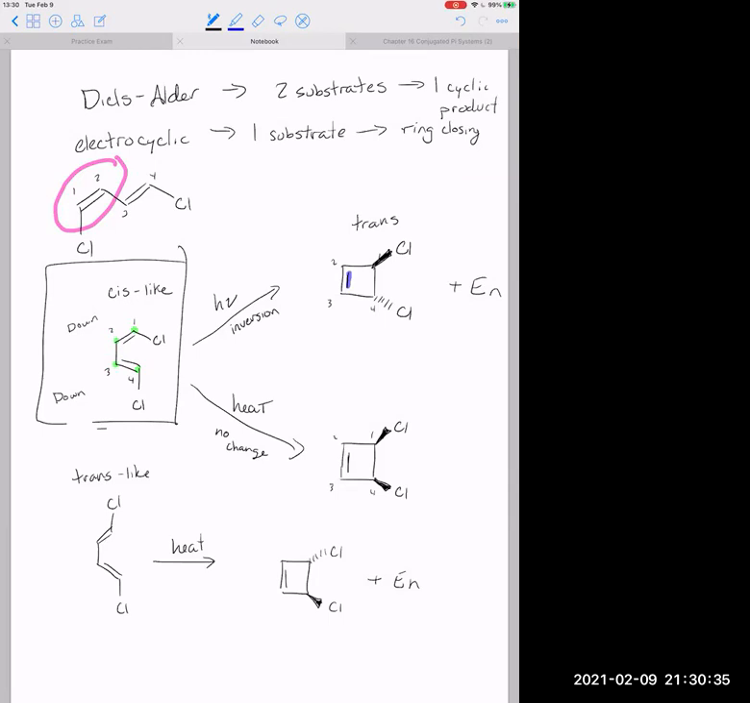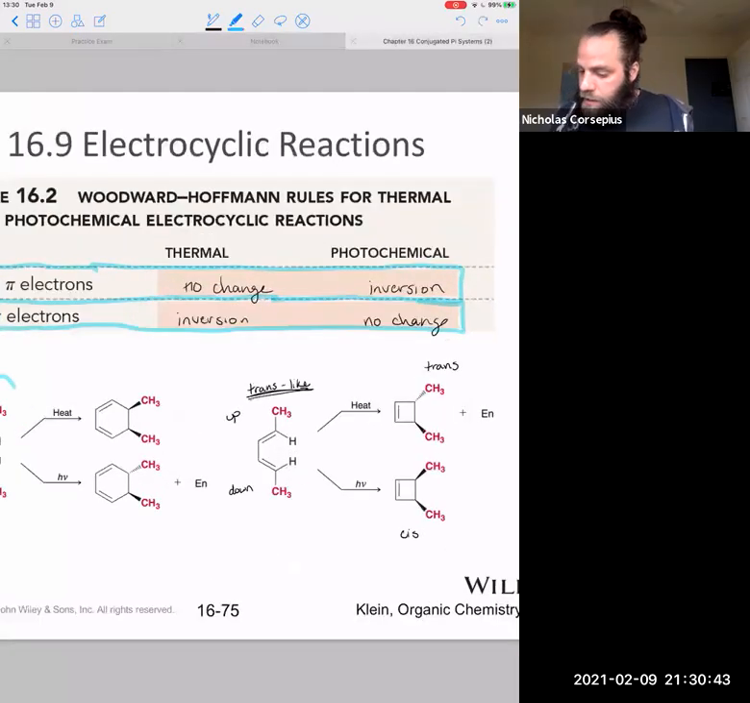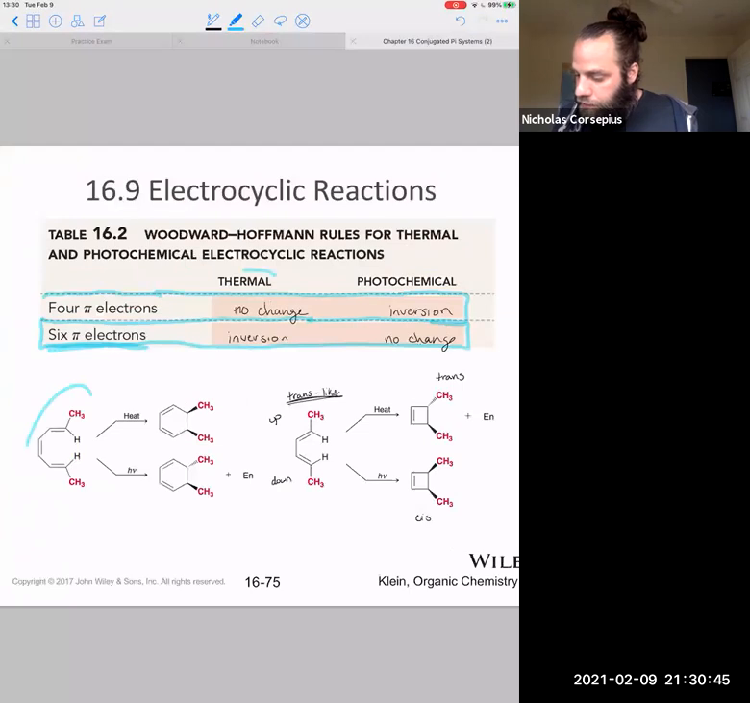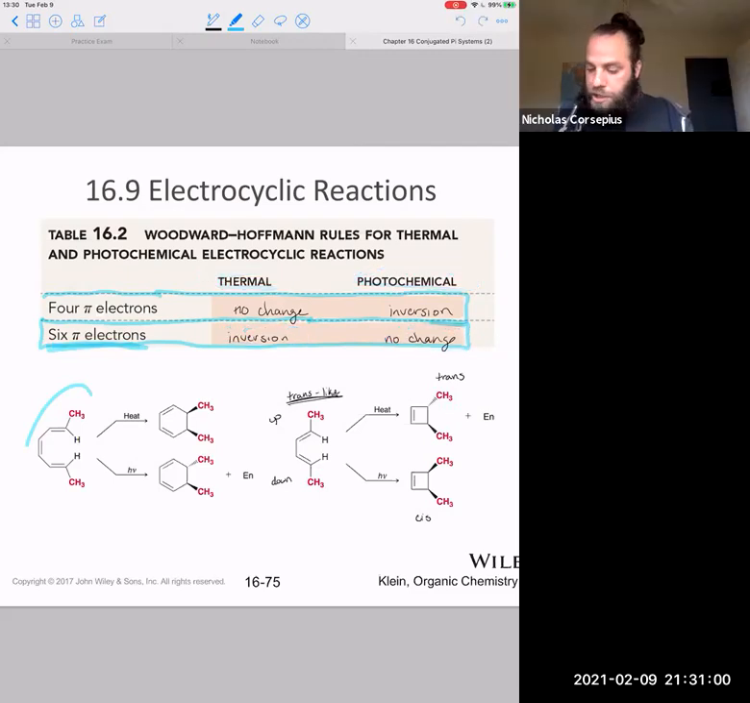Oh, okay. So if it were to be a 6 electron, it'll just be the inversion of it, right? Well, this is what this table is telling us. For 6 electrons, if it's heat or thermal, you would expect there to be the inversion. For 6 electrons, if it's light, you would expect no change. Oh, okay. All right, so this is kind of the master cheat sheet table for the electrocyclic reactions.